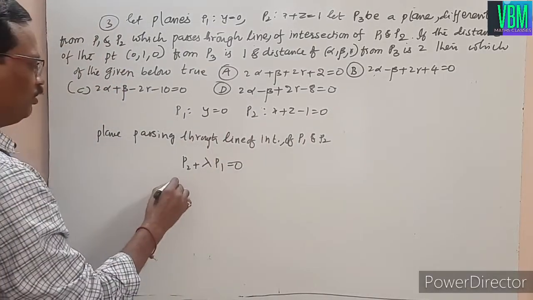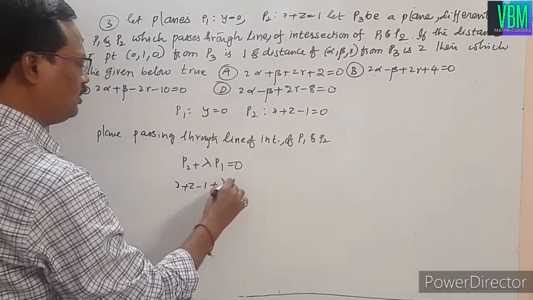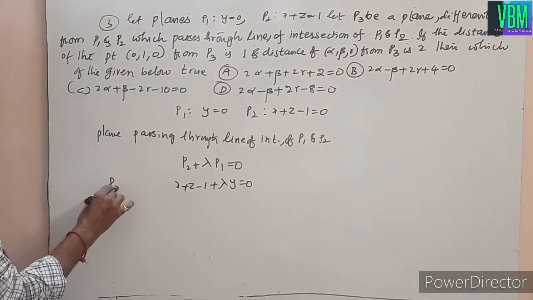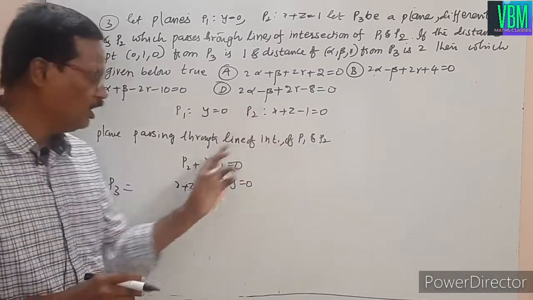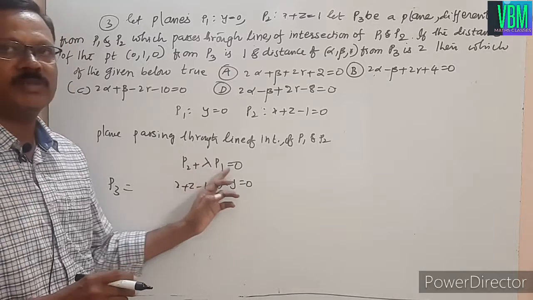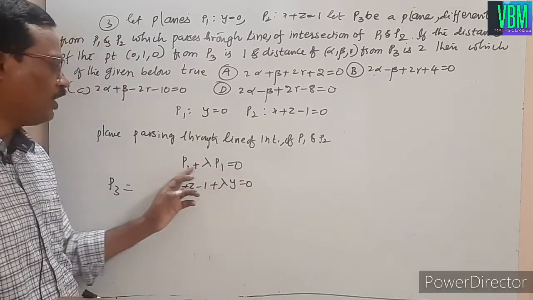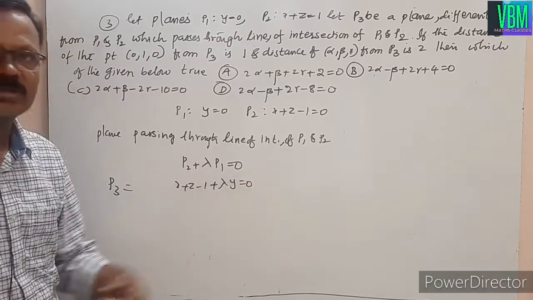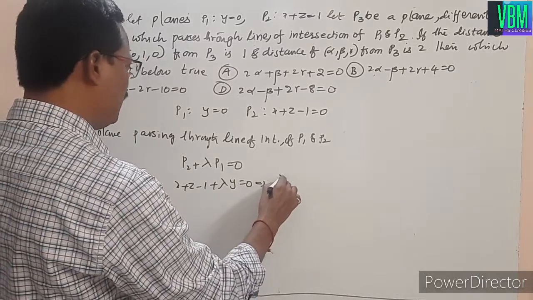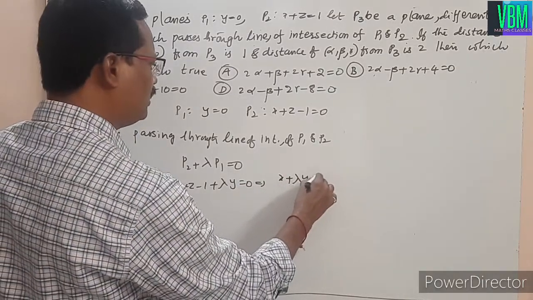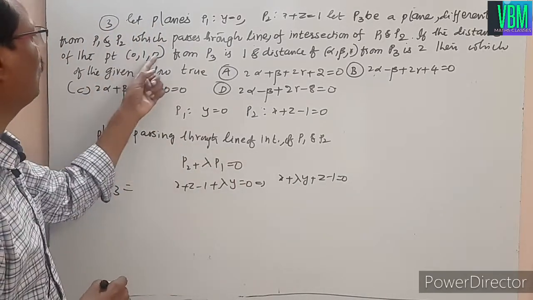Now what is P2? Therefore x plus z minus 1 plus lambda into y is equal to 0. This is the P3 plane, passing through the line of intersection of two planes, one plane plus lambda times the other plane is equal to 0. P2 plus lambda P1 is equal to 0, or we can write P1 plus lambda P2 is equal to 0 also, both are the same. Now if we simplify, this is x plus lambda y plus z minus 1 is equal to 0. What is the distance of this plane from 0, 1, 0?